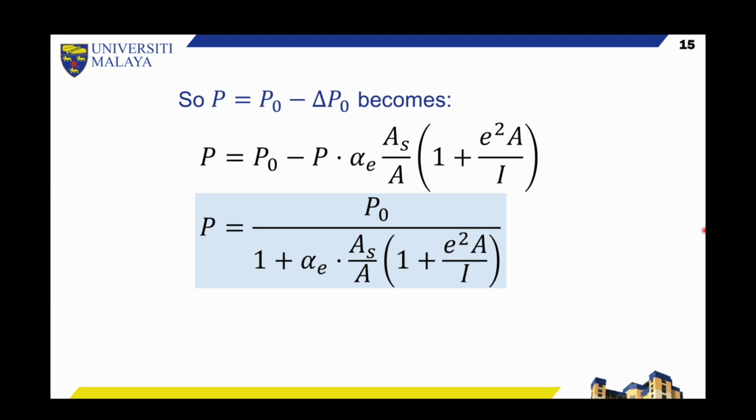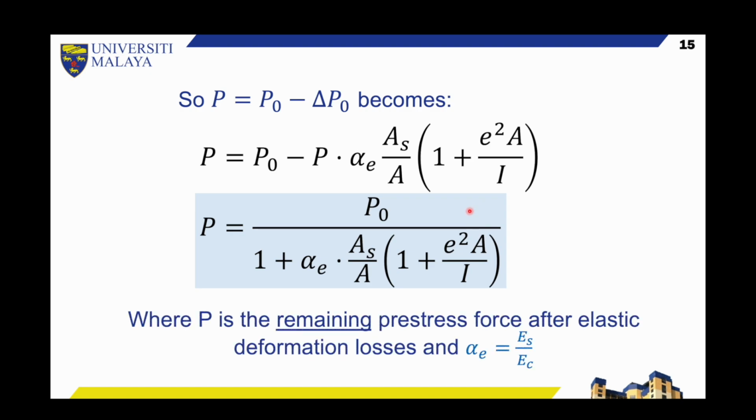Don't confuse P and P naught. P is the pre-stressing force, whether it's the remaining one or the initial one, it's always the pre-stressing force, while delta P naught is always the change in that pre-stressing force, or the losses itself.